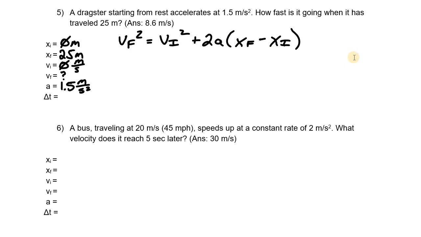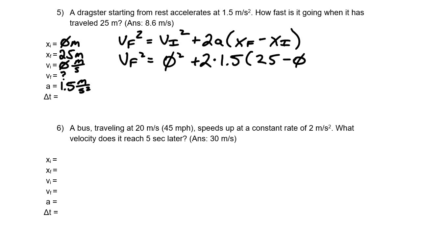All right, so let's do our substitution now. What do we have? Vf is what we're trying to find, so we're just going to drop this down. Vi squared: we have 0, and we're going to square that number. We know that 0 times any number is equal to 0, so that's not going to do anything for us. So we have 2 times our acceleration times our displacement, minus 0. Okay, and let's just continue to solve this out. The initial position provides no value.